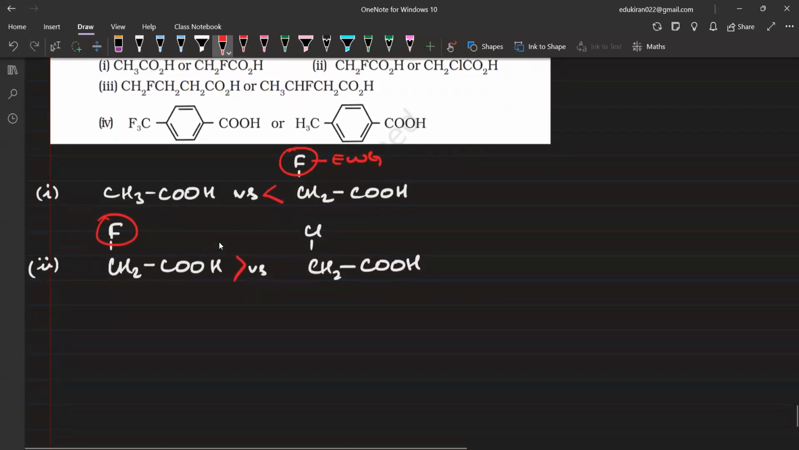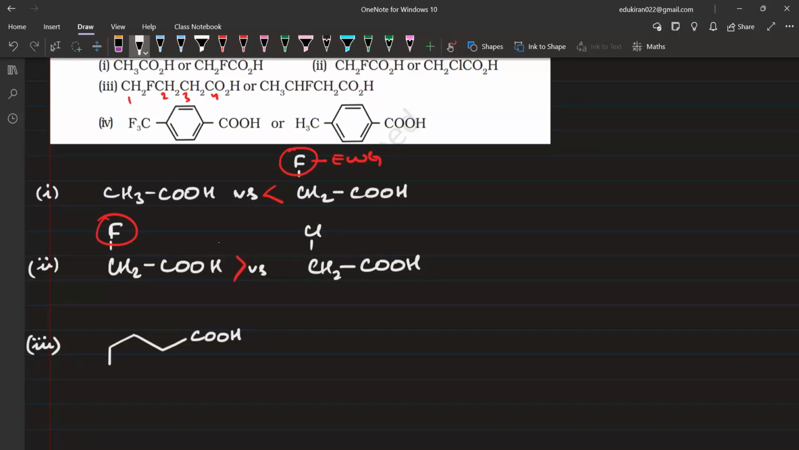Now in the next case, see, the level has increased a little. Here you have how many carbon atoms? Let us suppose, take 1, 2, 3, and 4. So you have 4 carbon atoms like this. The fourth carbon atom has COOH, and you have fluorine on which carbon atom? The first carbon atom. Okay? CH2 fluorine. So fluorine is here.